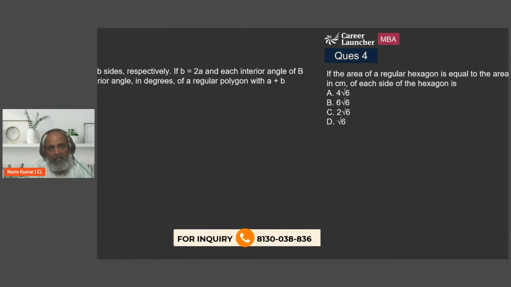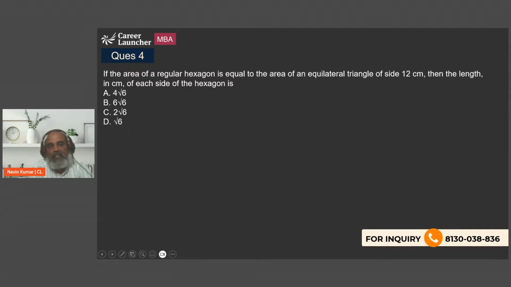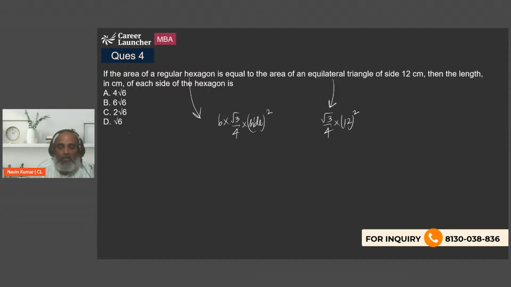Right? Okay. Next, if the area of a regular hexagon is equal to the area of an equilateral triangle of side 12 centimeter, then the length in centimeter of each side of the hexagon is. So we have areas equated. So the area of a regular hexagon is 6 times root 3 by 4 into side of the regular hexagon square. And the area of an equilateral triangle of side 12 is given as root 3 by 4 times 12 square. So from here, we are told that they are equal, right? So root 3 by 4 is gone.